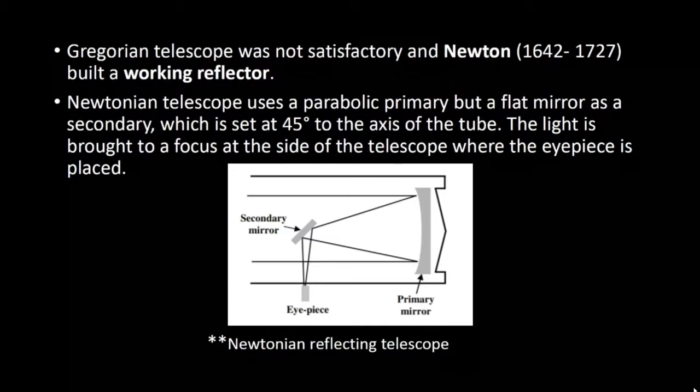The Newtonian telescope, which was kind of a modernization of the previous one, uses a parabolic primary, same as the previous one, but here he used a flat mirror as a secondary, which is set at a particular angle, that is 45 degrees to the axis of the tube. The light is brought to a focus at the side of the telescope where the eyepiece is placed. In these days, the system is widely used even now. Even now, I think we use this telescope. So next slide.